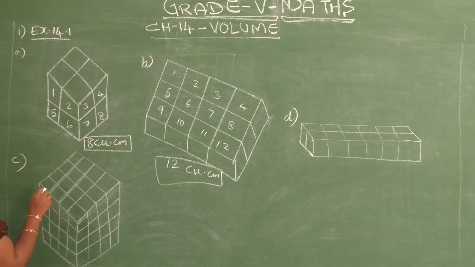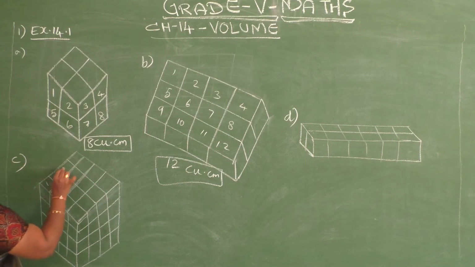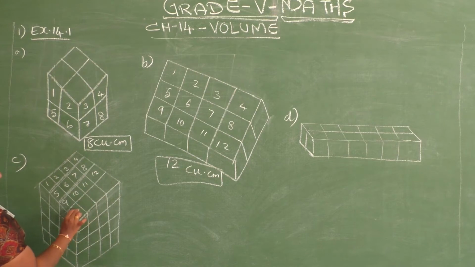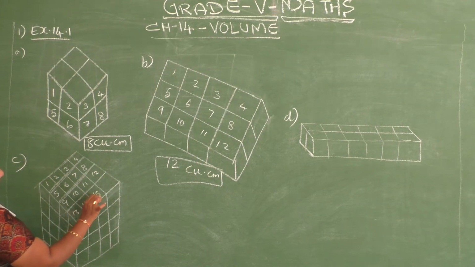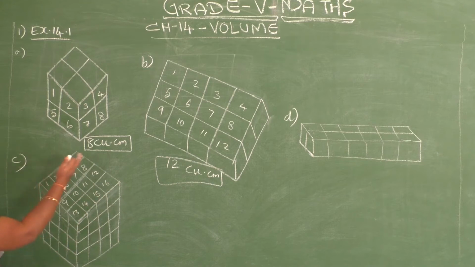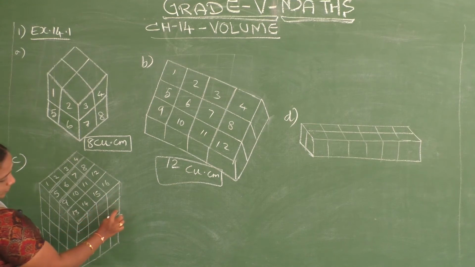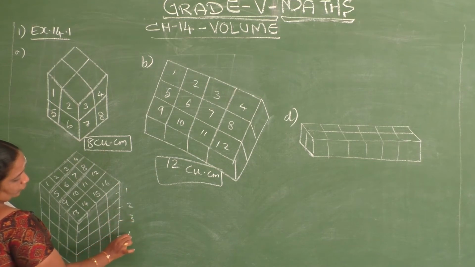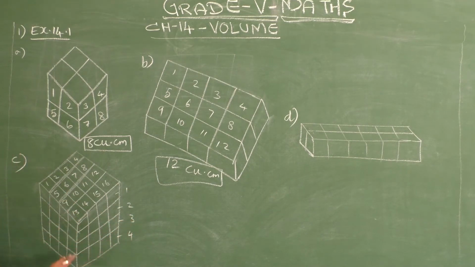How many cubes are there, ma? 16 cubes. Listen, 1, 2, 3, 4, 5, 6, 7, 8, 9, 10, 11, 12, 13, 14, 15, 16. Right. So in the top layer we counted the cubes. So how many layers are there? 1, 2, 3, 4 layers are there. That means each layer has 16 cubes.